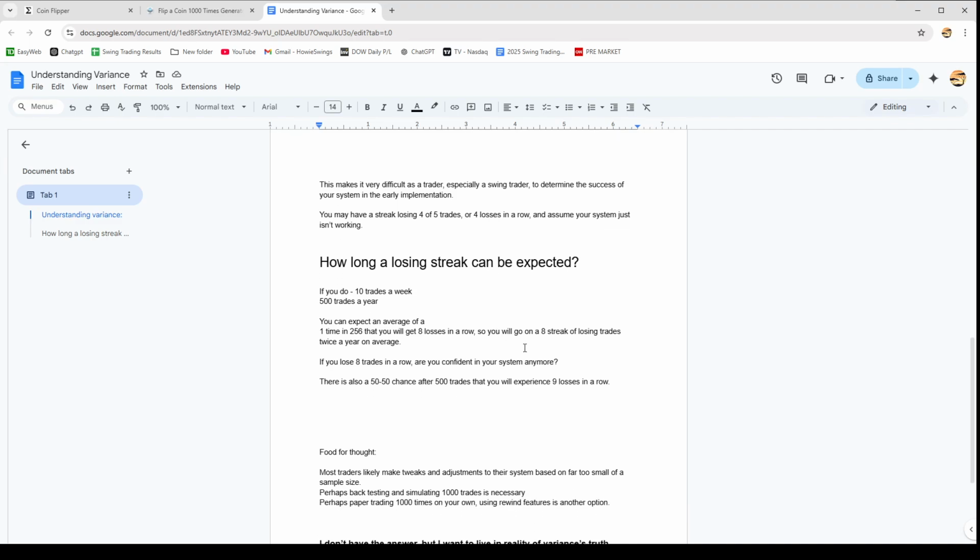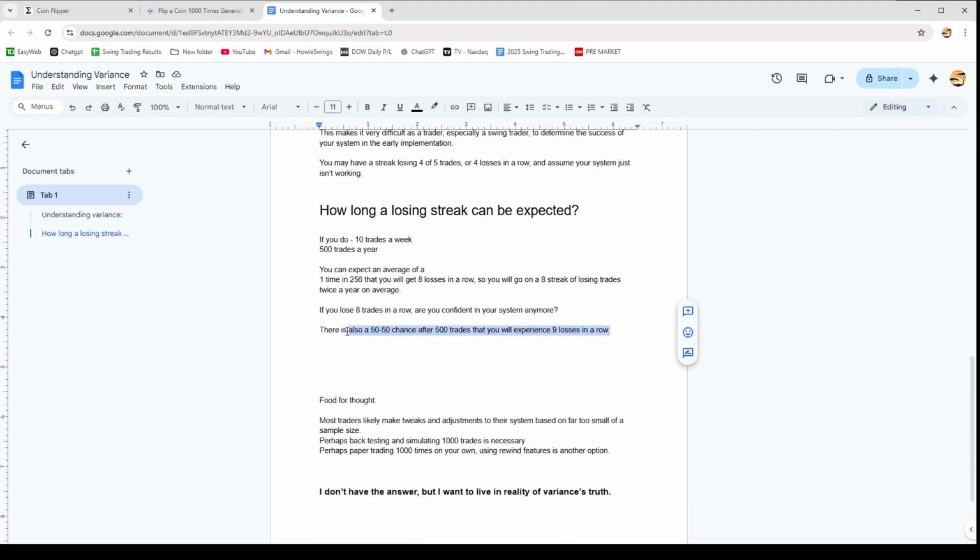So my next question is, how long of a losing streak can you expect, assuming you have a 50-50 chance of winning your trade? If you do 10 trades a week on average, about 500 trades a year, let's say, you can expect 8 losses in a row to happen to you twice during that year. So you will have 8 losing trades consecutively 2 times each year on average, assuming you do 500 trades. 9 losses in a row, you'll have about a 50-50 chance after 500 trades.